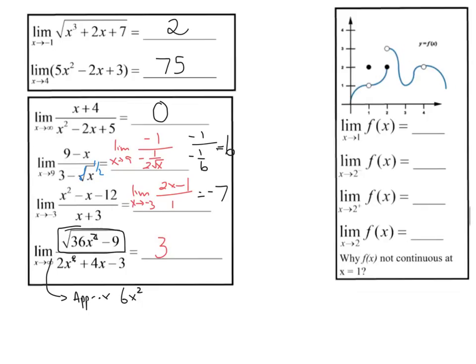Okay, looking at the graph, the limit as x approaches 1. We are approaching a y value of 1 from both sides, and that is the limit. The limit as we approach 2 from the negative side is 2.